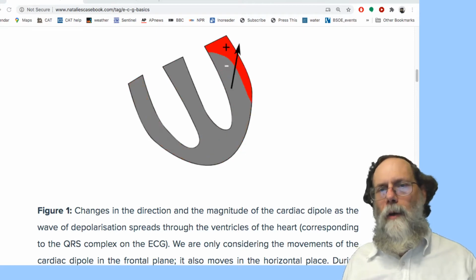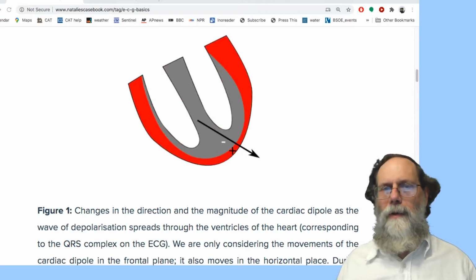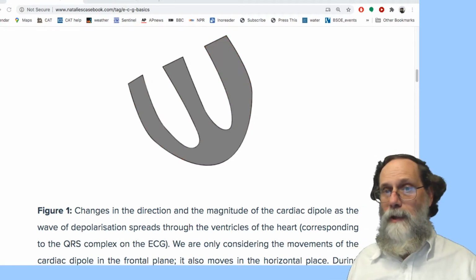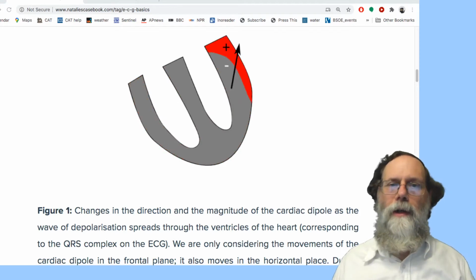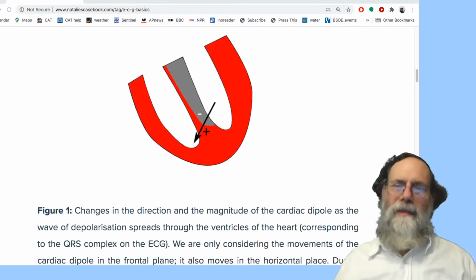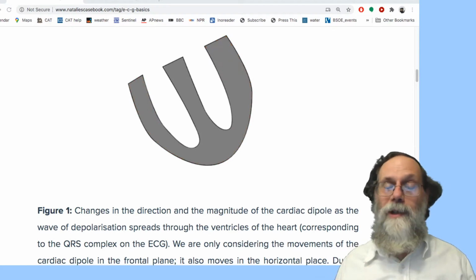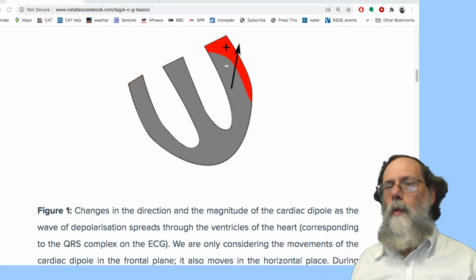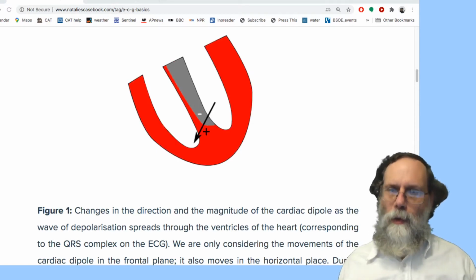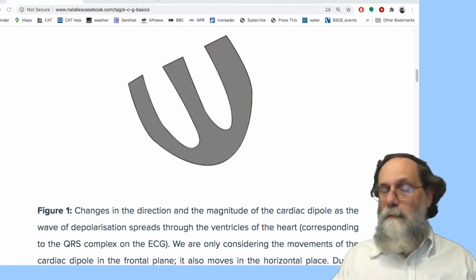And the arrow, the black arrow here, is pointing in the direction of the cardiac vector. And you can see it's not always pointing in the same direction. This is only showing a 2D view, sort of a vertical slice through the heart. It's actually moving in 3 dimensions because the heart is a 3-dimensional object, not a 2-dimensional one. But you can see that where the arrow is the largest, where you get the strongest vector, it's kind of pointing along the septum.